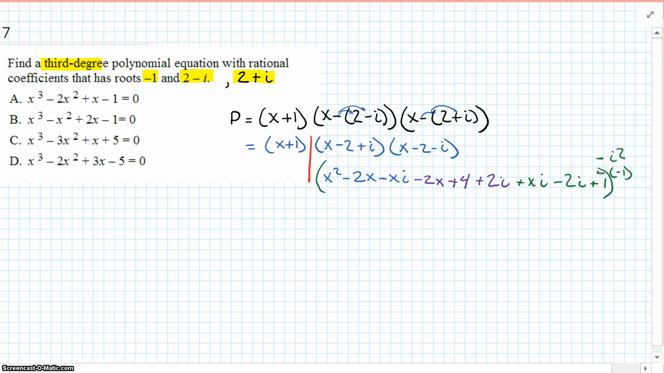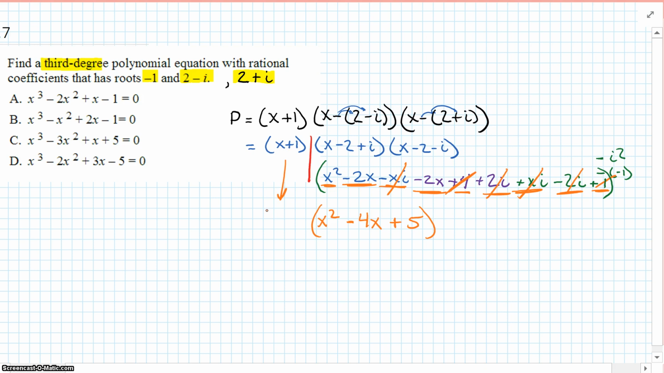Now, let's sum like terms. x squared's by itself, so it drops. Negative 2x, I see another negative 2x, and that's it. So negative 2x plus negative 2x is negative 4x. So I have a negative xi, I have a positive xi, so they're going to cancel. I have a positive 4 and a positive 1, so they're going to add together to be plus 5. And then I have a positive 2i and a negative 2i, so they cancel. So I'm left with x squared minus 4x plus 5.